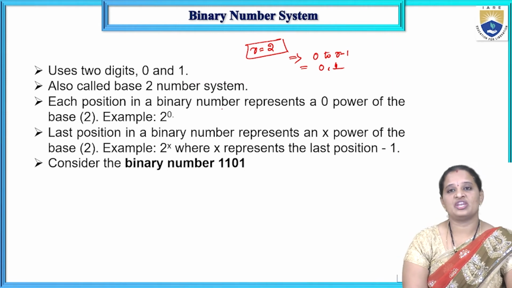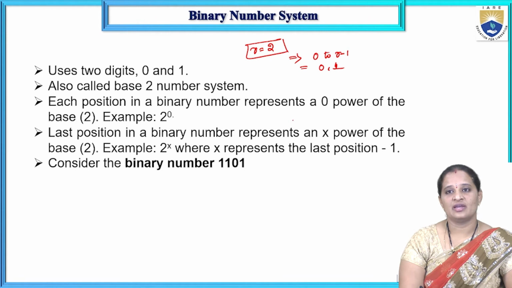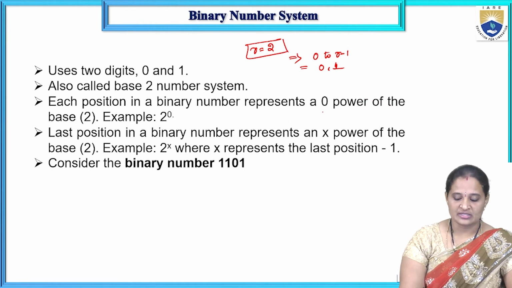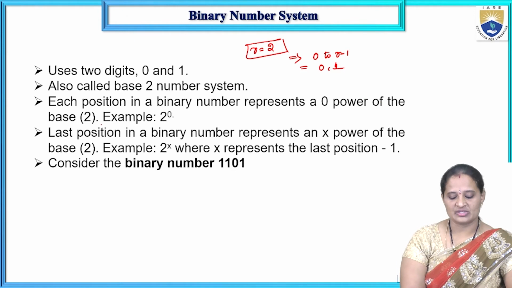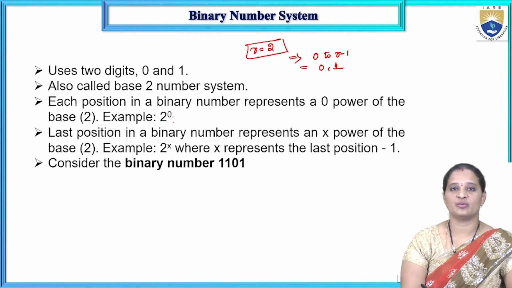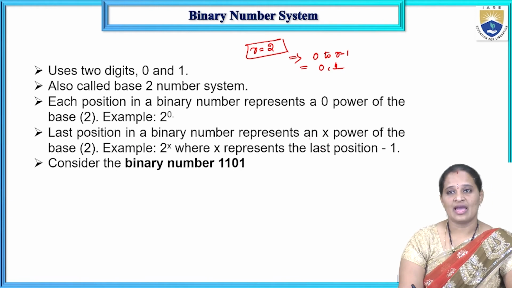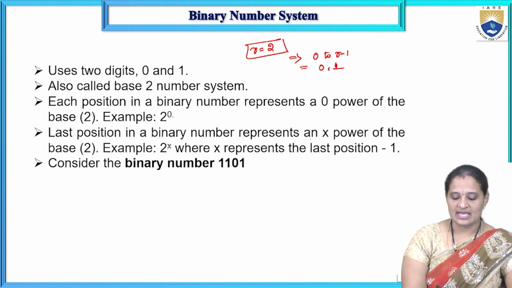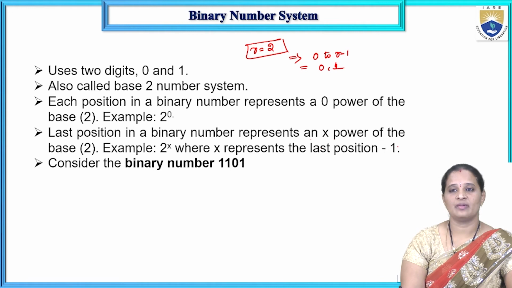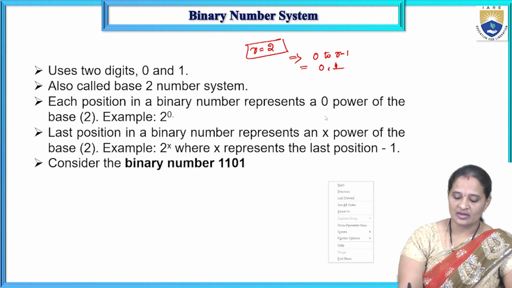And each position in a binary number represents a power of the base 2. Example, 2 power 0. The last position in a binary number represents an x power of the base 2. So example, 2 power x, where x represents the last position.